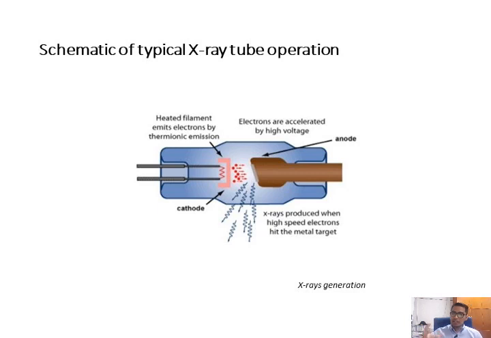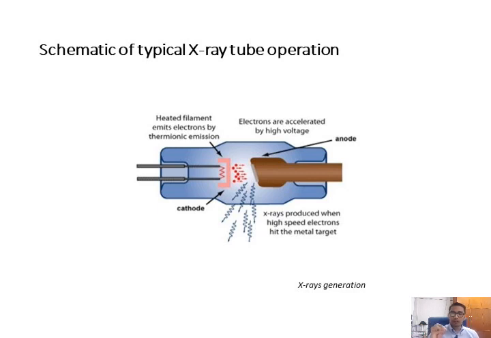So the acceleration of the electron from the tungsten filament to the target is due to the difference of the voltage or potential between these two parts. And finally, what we can see actually, the electron will hit the metal target.